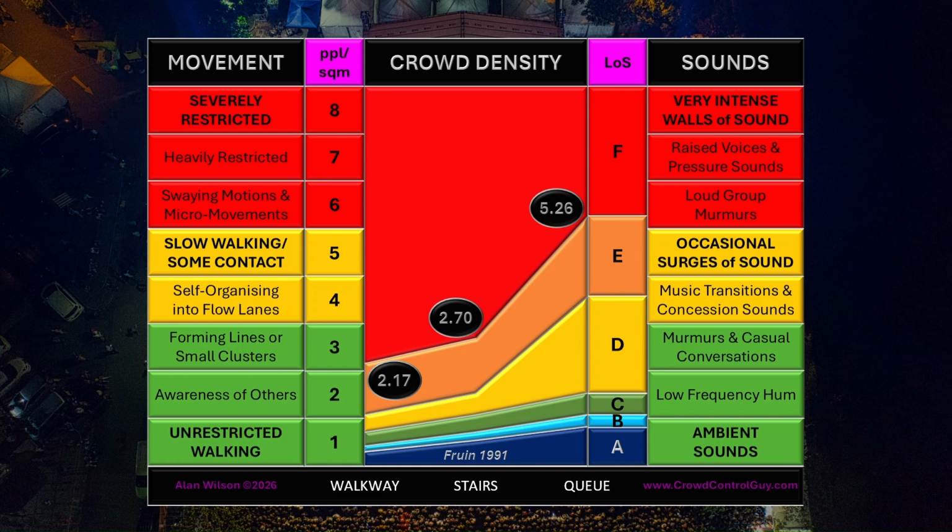To quickly summarize, we have unrestricted walking and ambient sounds at the bottom. No problems. The threshold of the yellow level is the slow walking with some physical contact and occasional surges of sound. But when you get up to the red area, the danger zone, you have severely restricted movement at 8 people per square meter in Fruin's level F, and very intense walls of sounds. And what crowd density did you just experience in that Itaewon laneway? 10 to 12 people per square meter, which is smack bang in the middle of the danger zone.